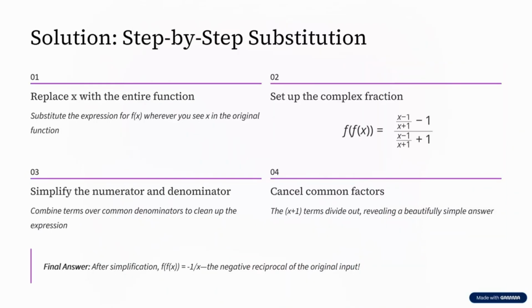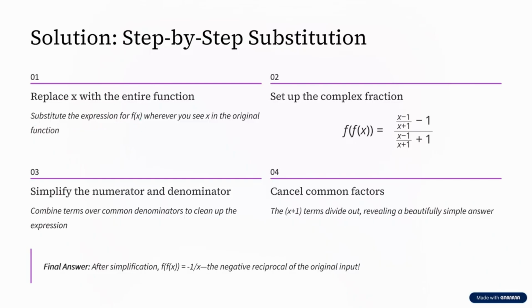Next comes the next question. This is a simple way I have written here of how to do things. It is written: replace x with the entire function. What is the function? I already told you. Then substitute the expression for f(x) wherever you see x in the original function. So this is the thing: substitute the expression for f(x) wherever you see x in the original function.